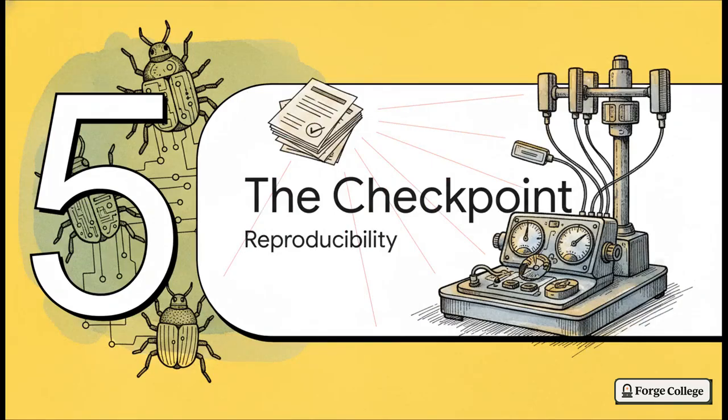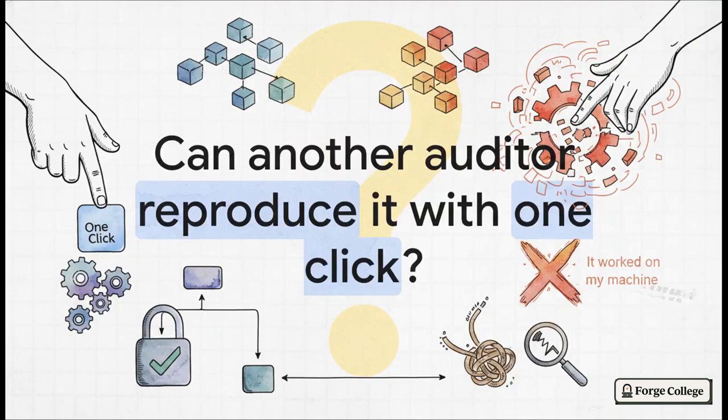Okay, part 5, the reproducibility checkpoint. So, you've found your 3 bugs, and you've written them up in your report cards, but are they actually real? Before we can consider any finding final, we have to put it through the ultimate lie detector test. The absolute critical question you have to ask yourself is, can another auditor reproduce your work with 1 click?